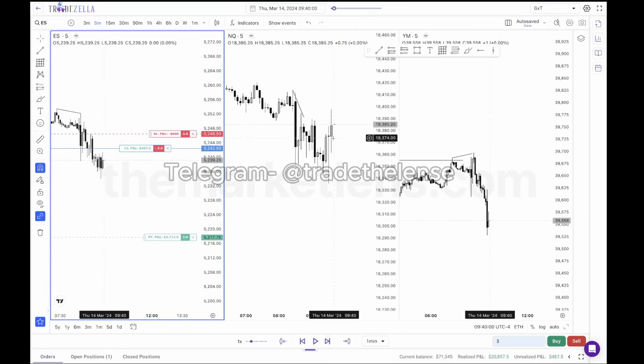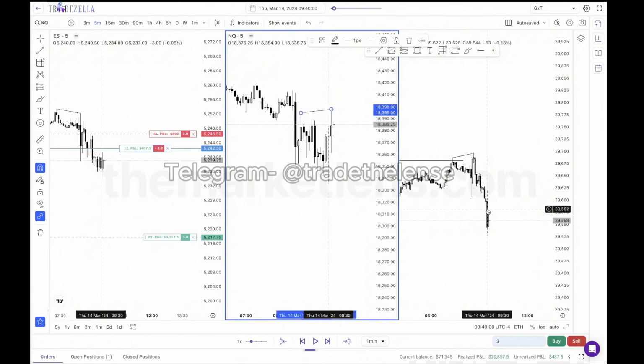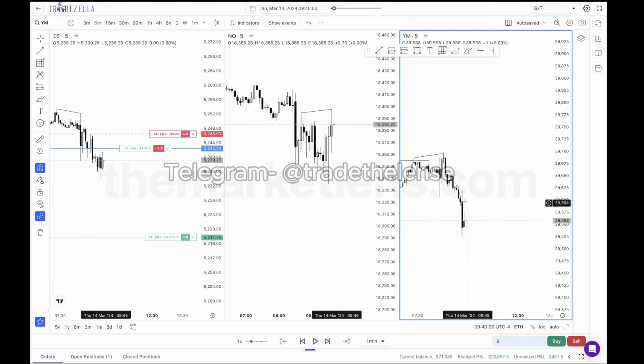So look here, 930 is taking out this high. And look at YM right now. It's not even close to this high. It has no respect. So what are they doing? They're expanding in opposite directions. So this SMT, a manipulation, should be the cause for resync.